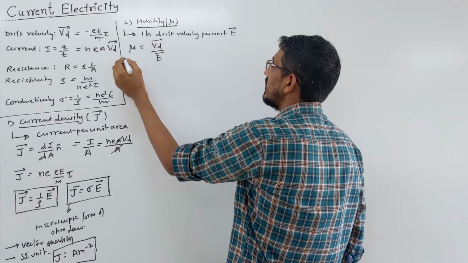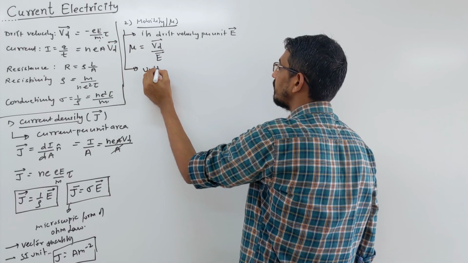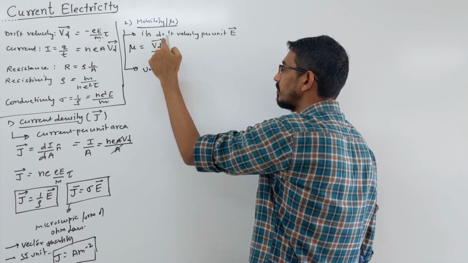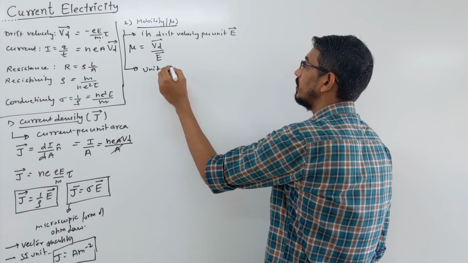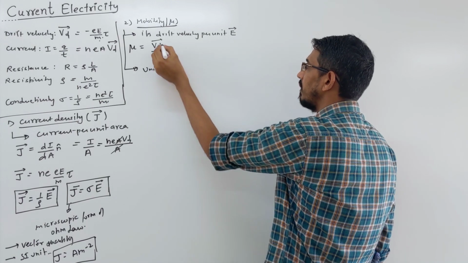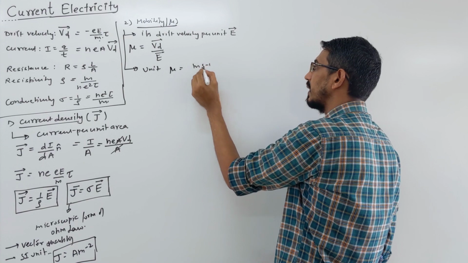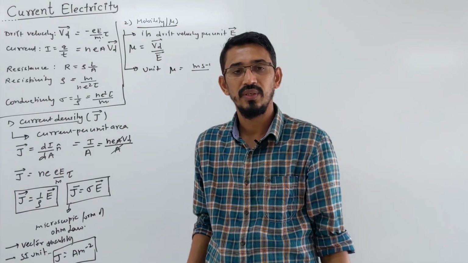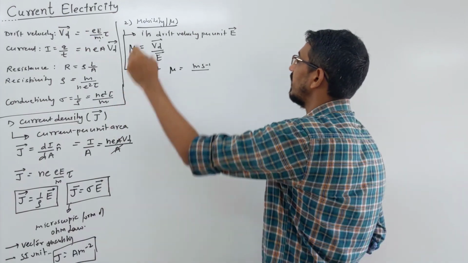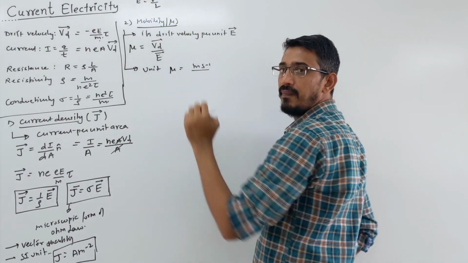Now if you want to see the unit of this, what will the unit be? Give attention. We write it in terms of potential. How? Watch carefully. Mu equals drift velocity, which is velocity only. Velocity unit we know: meter per second, right? For electric field, I am writing in terms of potential. At the start we learned the electric field and potential relation, that electric field is potential by length, right?